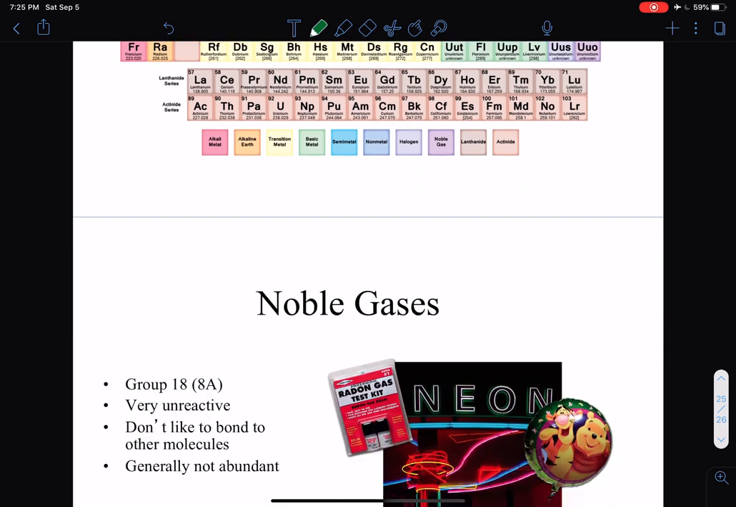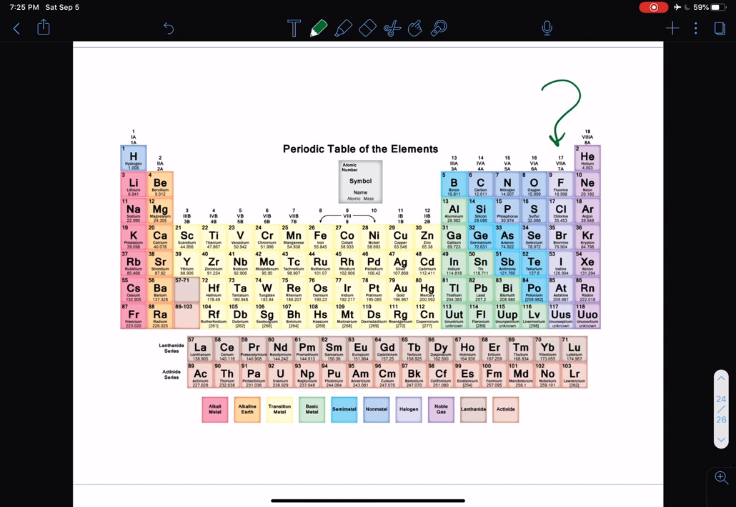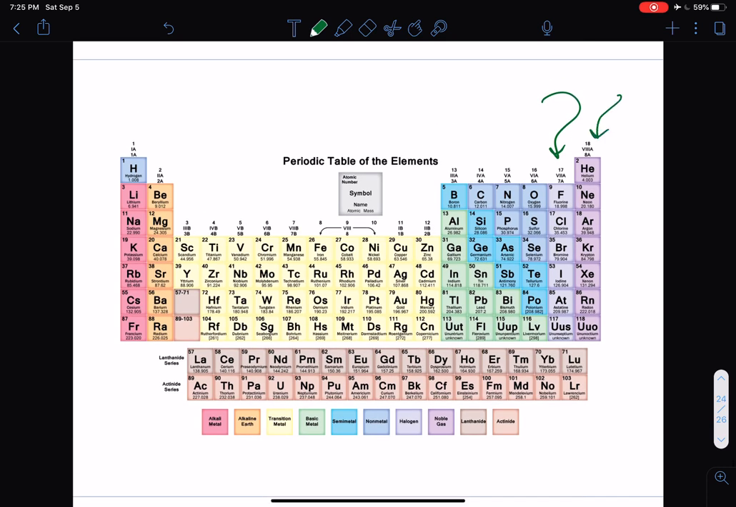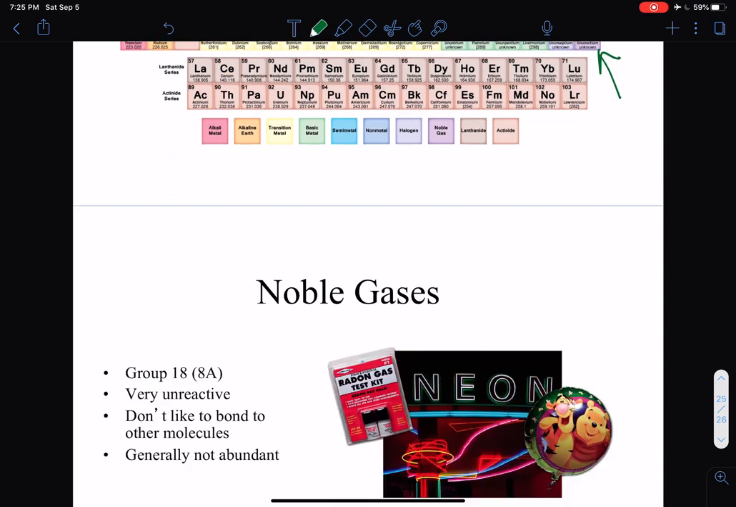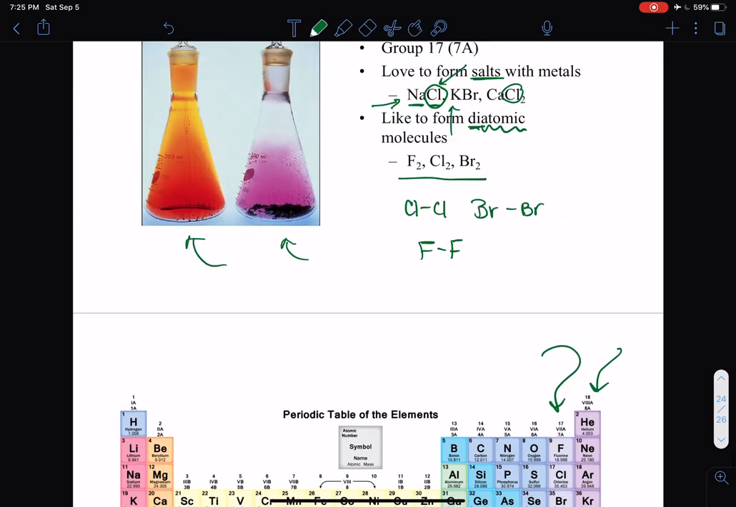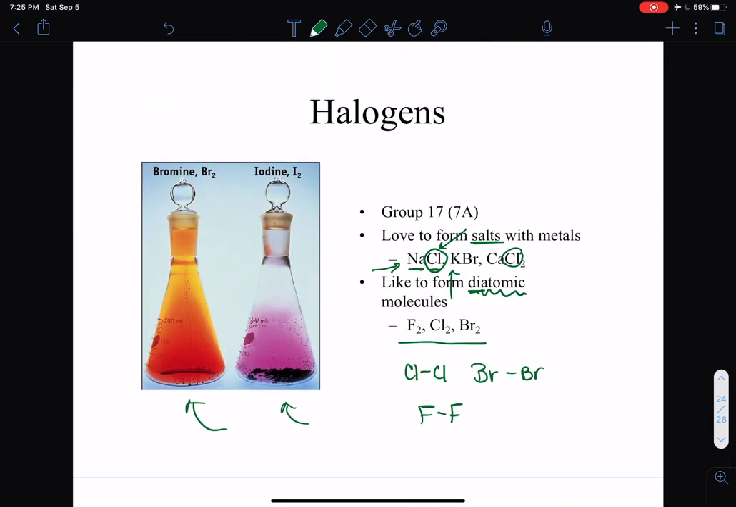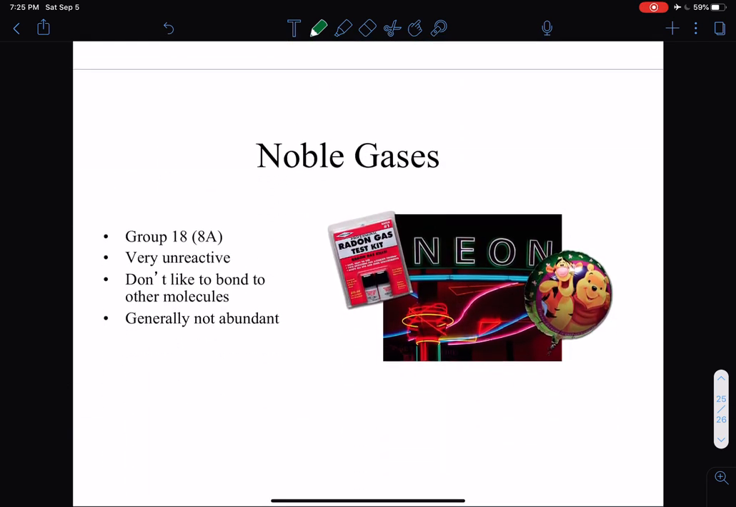Okay, moving on to noble gases. Noble gases are group 18 or 8A, and those are right here. So we've got helium, neon, argon, krypton, xenon, radon, and right there. These are very unreactive, and they don't like to bond to other atoms like halogens do. We said halogens love to find a metal to bond to. Well, noble gases don't like to do that, and that's where they got their name.